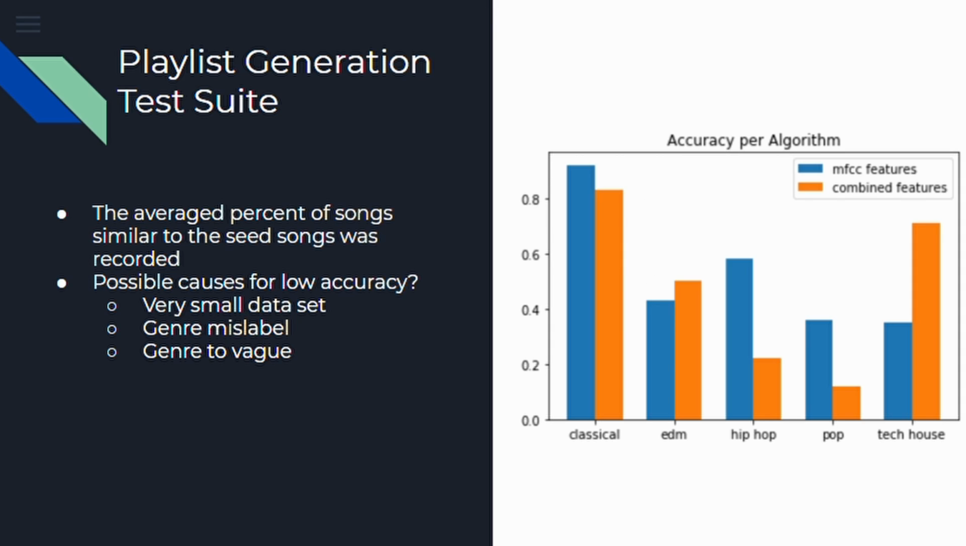Now, there are a few possible causes for the low accuracy which you are seeing in the bar graph. We used a very small data set which greatly limits the amount of songs that our algorithm could choose from. And as we touched on before, genres can be mislabeled and are often too vague.